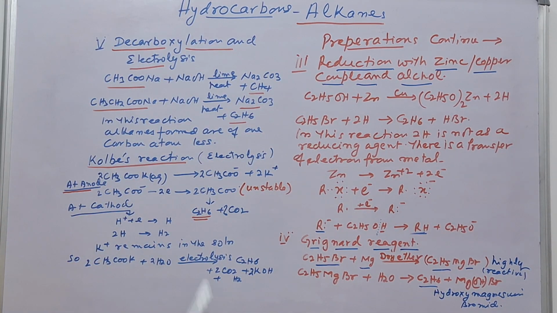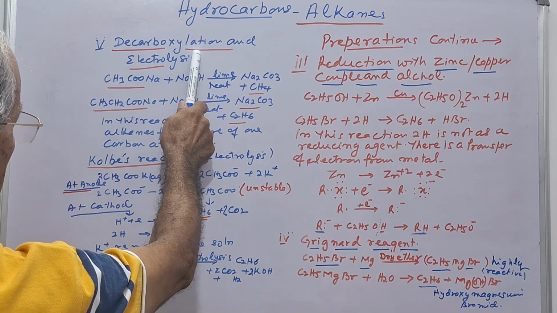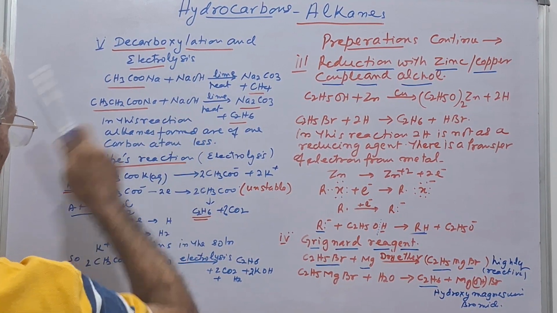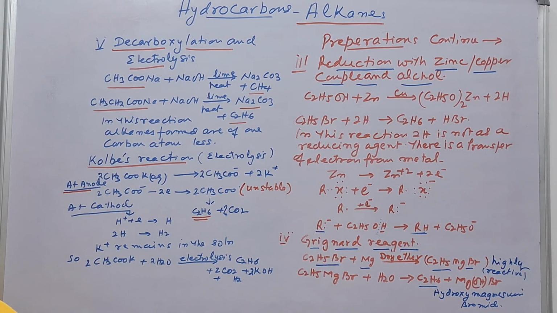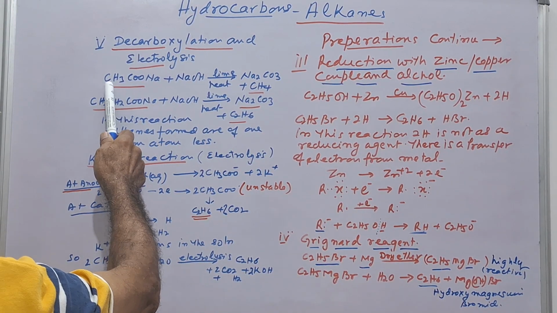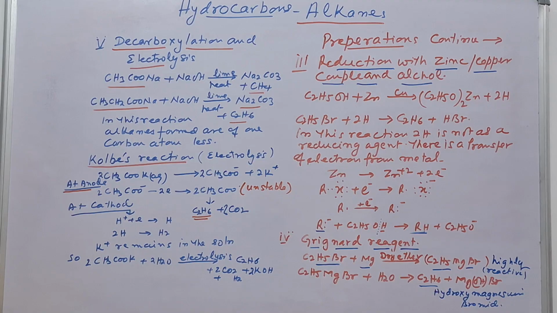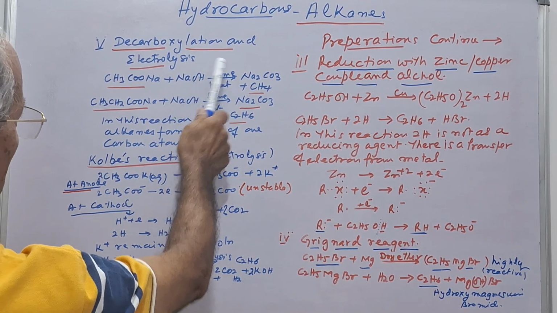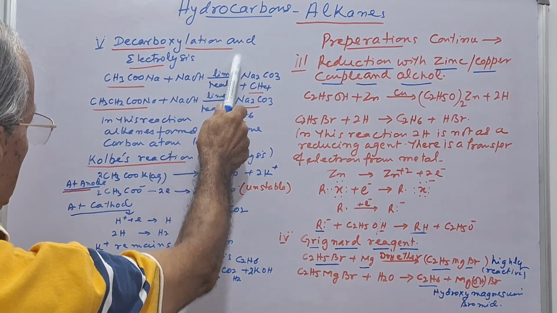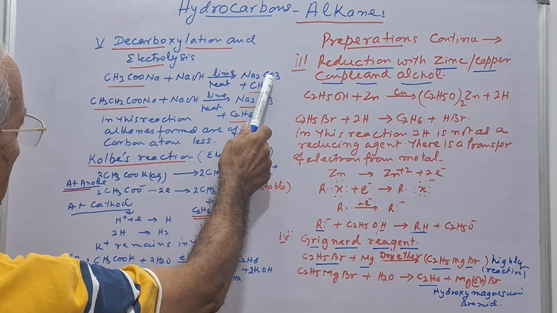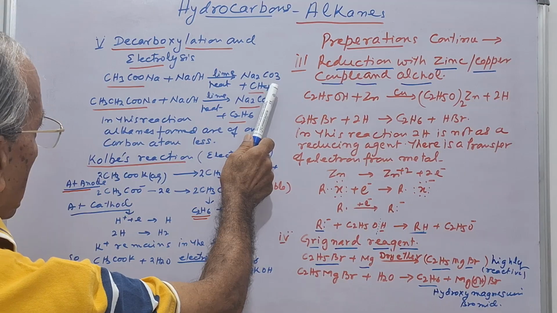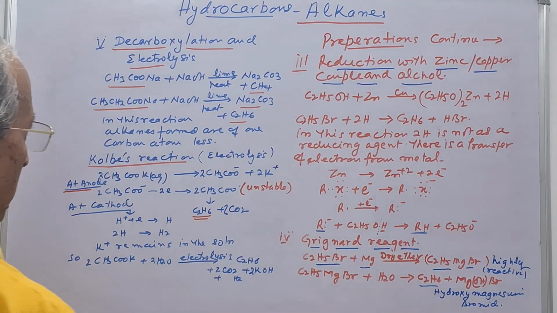Now one more reaction, that is decarboxylation and the electrolysis. Decarboxylation means removal of carbon dioxide from the salt. So if sodium acetate is heated with soda lime, that is NaOH in the presence of lime, that is calcium oxide, it forms sodium carbonate and the alkane, that is methane.